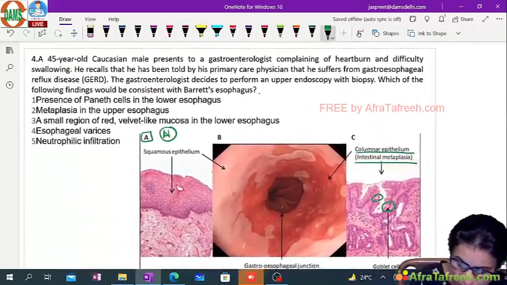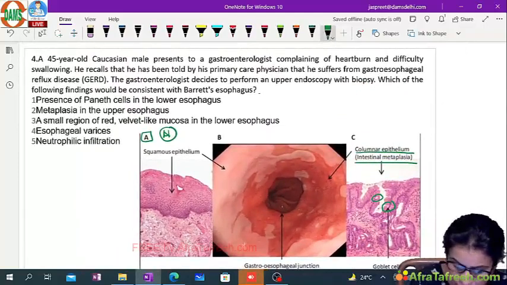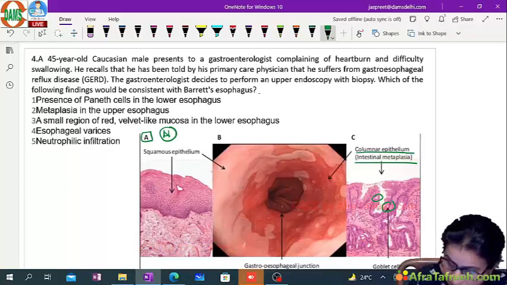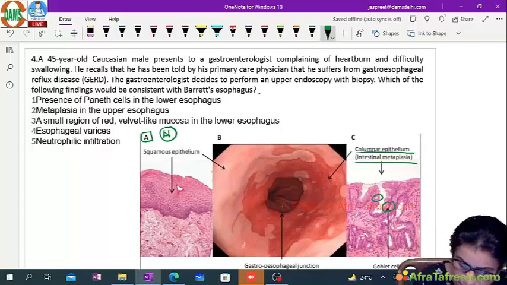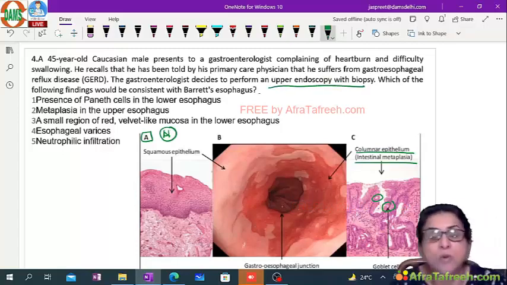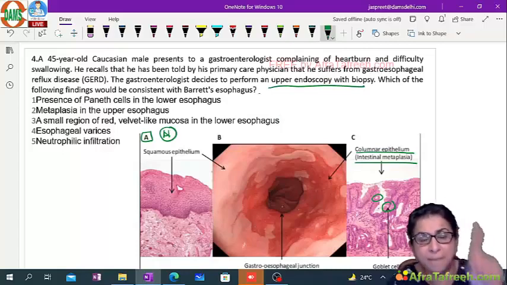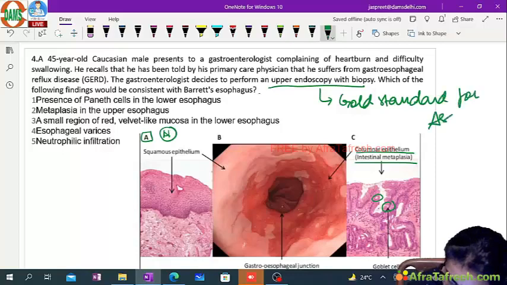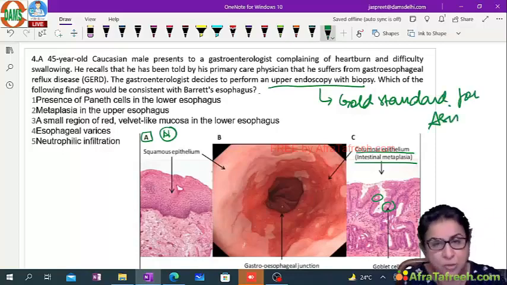A 45-year-old Caucasian male presents to a gastroenterologist complaining of heartburn and difficulty in swallowing. He recalls that he has been told by his primary care physician that he suffers from gastroesophageal reflux disease. Yes, very good, Adesh. I'll talk about Alston-Blow also. The gastroenterologist decides to perform an upper GI endoscopy with biopsy. So what is the gold standard for diagnosis of Barrett's esophagus? Upper GI endoscopy with biopsy. So how will you diagnose Barrett's? Do an upper GI endoscopy, and then do a biopsy.